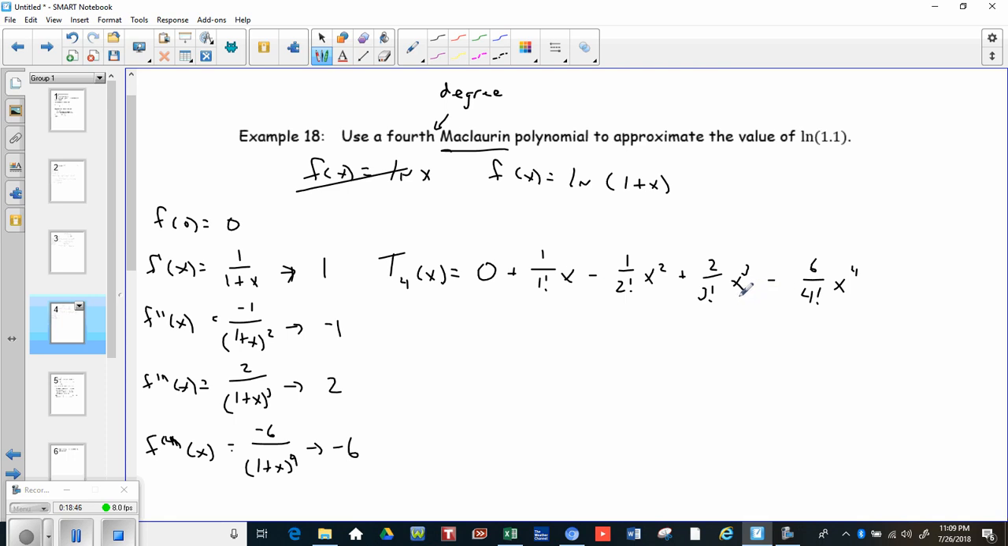And now we want to evaluate the natural log of 1.1 using this polynomial as an approximation. So here's the trick. This function is the natural log of 1 plus x. In order for me to get the natural log of 1.1, I have to figure out what I need to plug in for x to get 1.1. Well, I already have a 1 here. So all I need to plug in for x is 0.1. So in order to evaluate this, x is going to have to be 0.1. Hopefully that makes sense, because if I plug 0.1 in here, now I get the natural log of 1.1. That's what I'm trying to approximate.